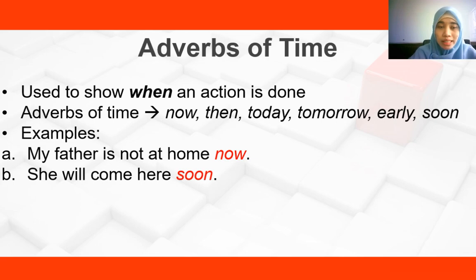For example, in A, my father is not at home now. So now here is an adverb which gives information that now is the time when my father is not at home. And then in B, she will come here soon. Okay, so soon here is an adverb of time which gives the information about the time when she will come here. Okay, it's pretty easy, right?